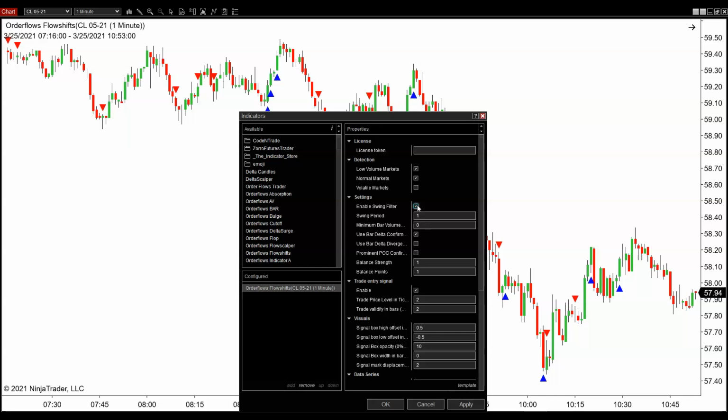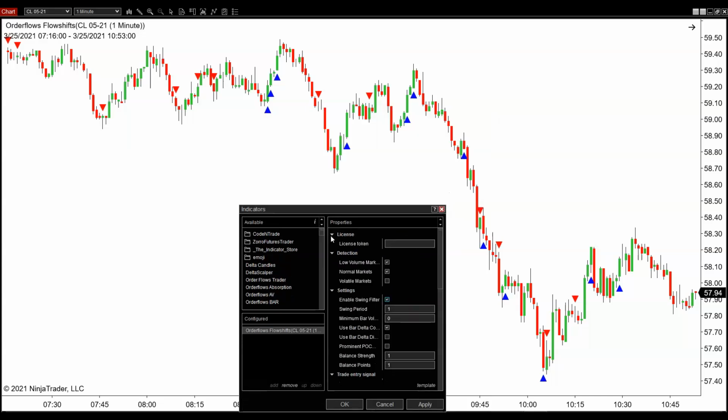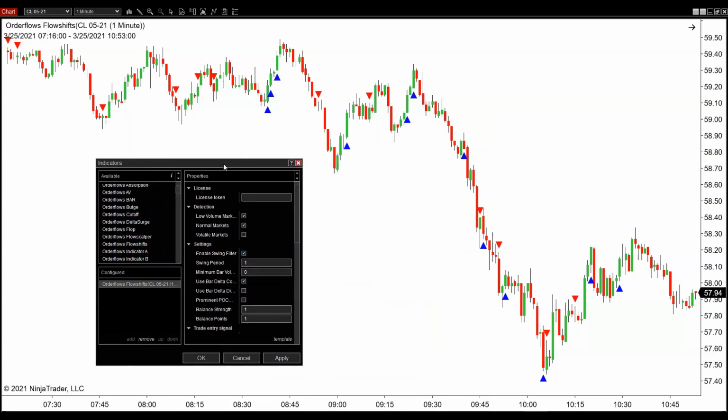Right now, I have the swing filter disabled. If I enable it, let me make this a little bit smaller. You see these trades here, this one, this one, this one, this one, maybe this one, this one. A lot of these trades will disappear, because there's essentially no swing filter. This one will still appear, I think. Let's take a look at the difference.